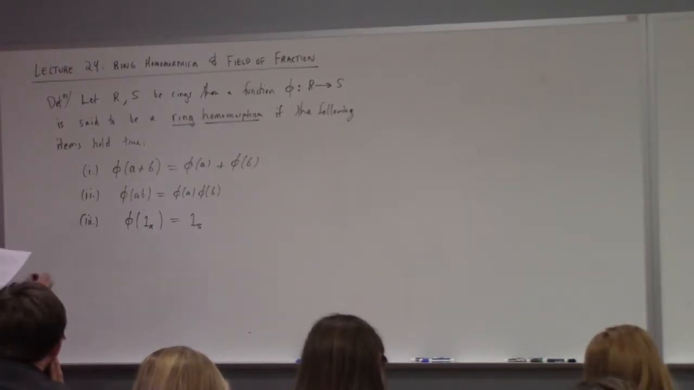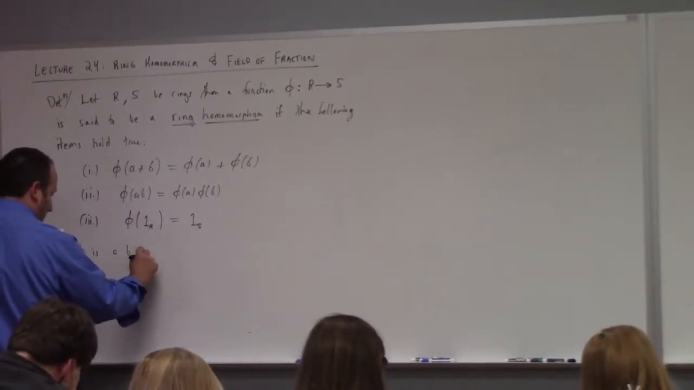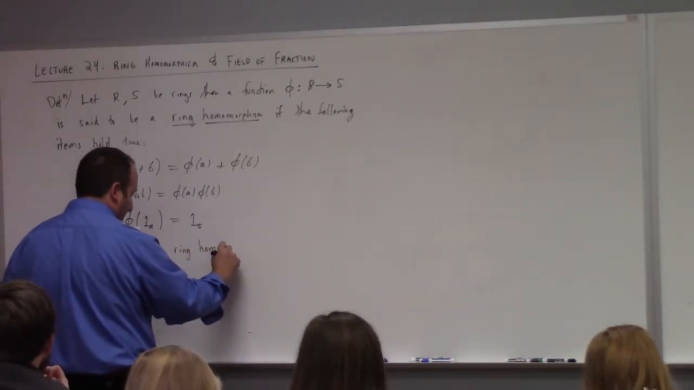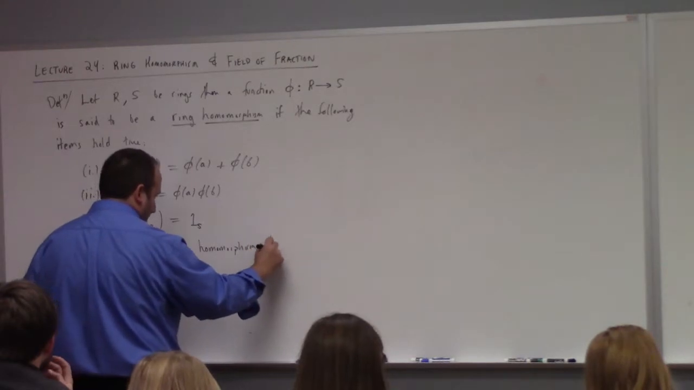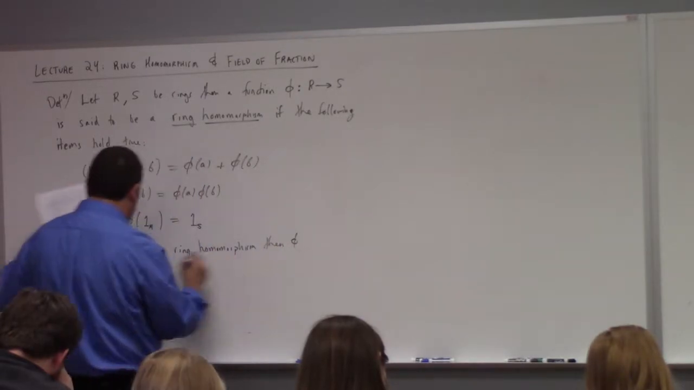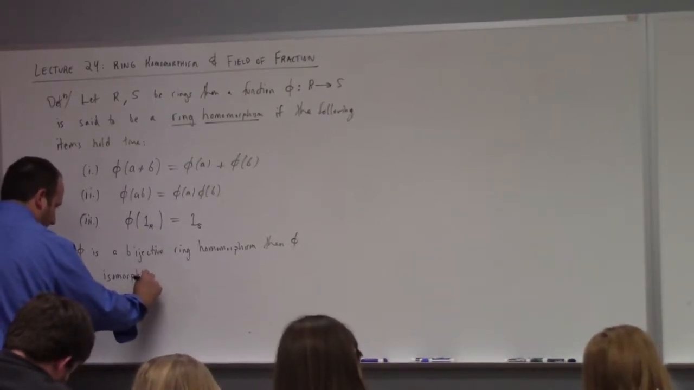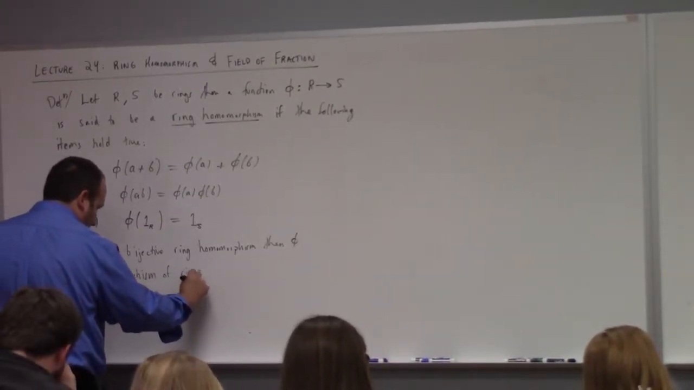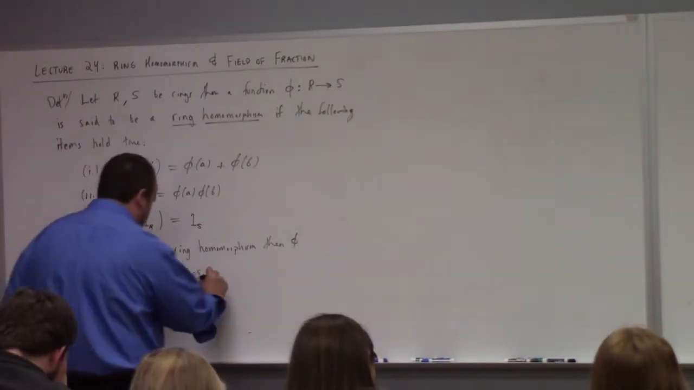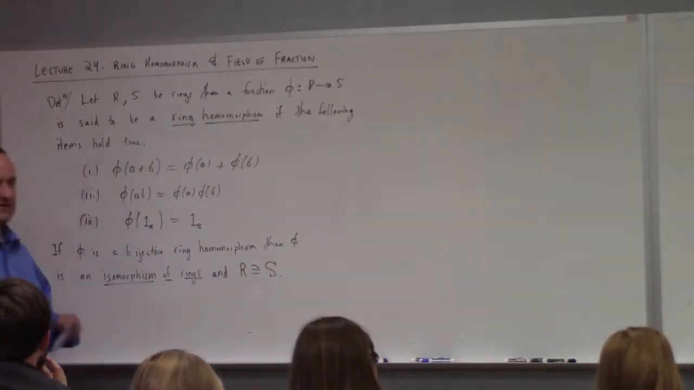Furthermore, if phi is a bijective ring homomorphism, then what? Then phi is an isomorphism of rings. Isomorphism of rings, and we write that R is isomorphic to S. All right?